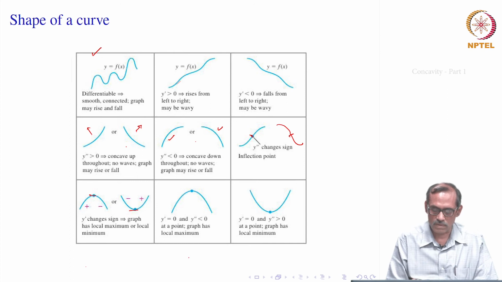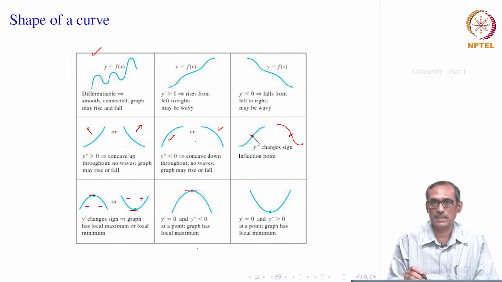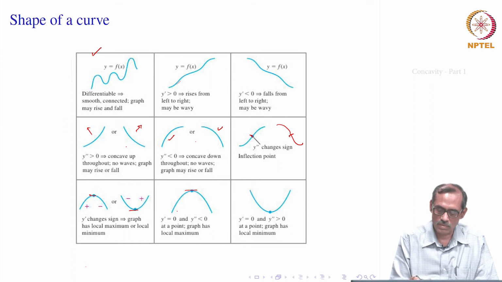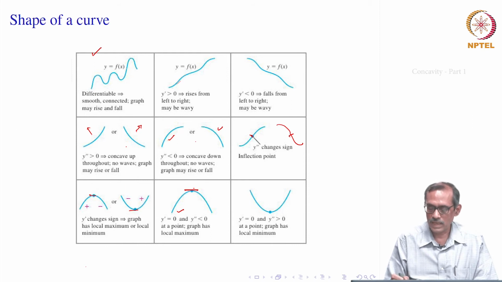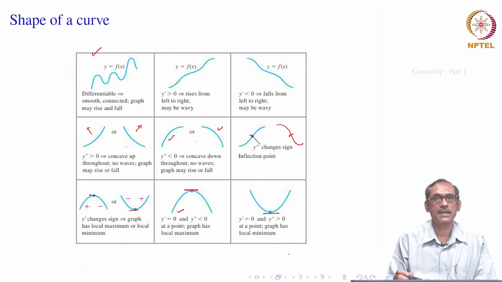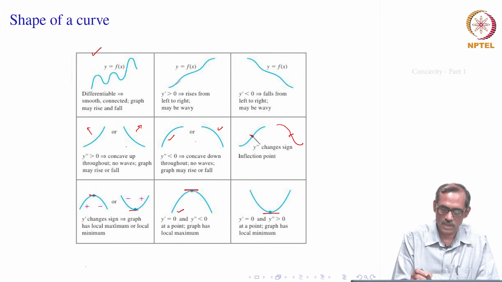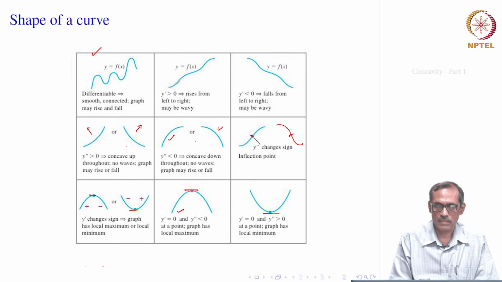And if y prime equal to 0 and y double prime is less than 0 at a point, that means there is a horizontal tangent and y double prime is less than 0. So, it will be looking concave down, something like this, again it will have a local maximum. Similarly, if y prime equal to 0 at a point and y double prime is greater than 0, then it will be concave up and it would look something like this. Again it will have a local minimum point. So, these are some classifications based on the information from the derivatives. That is how the shape of the curves will be determined.